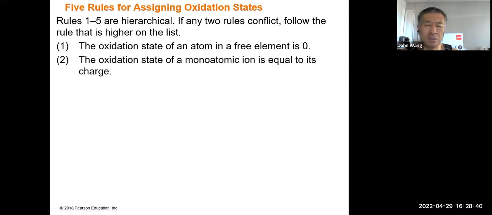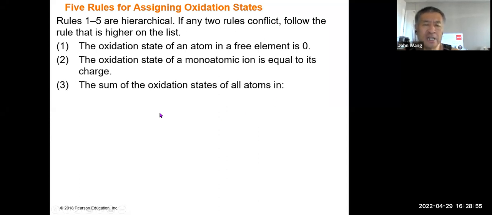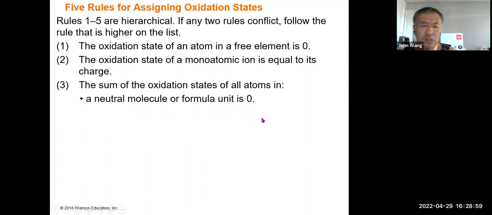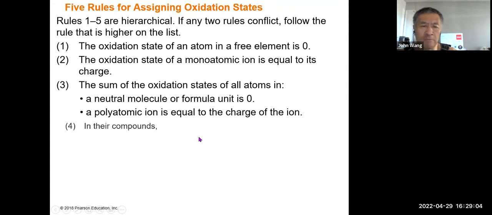So later on we'll see the examples. What do you mean by the free element? The second rule has the second priority. So the oxidation state of a monatomic ion equals its charge. Rule number 3: the sum of the oxidation states of all atoms in a neutral compound equals 0, and in a polyatomic ion equals the charge of the ion.